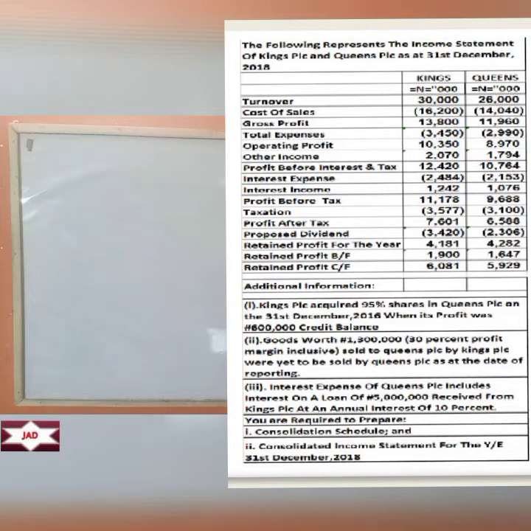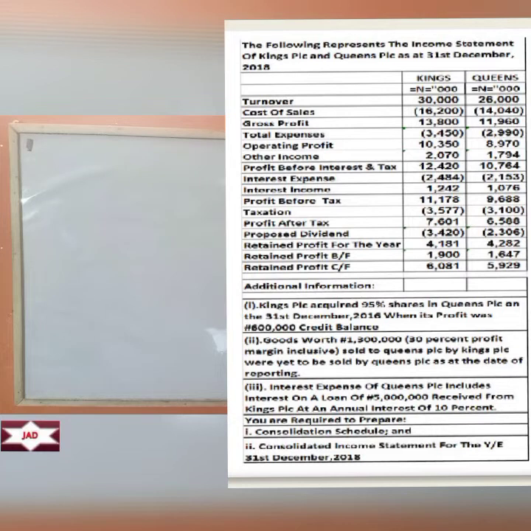King's PLC acquired 95% shares in Queen's PLC on that date when its profit was 600,000 naira credit balance. Goods worth 1.3 million with 30% profit margin were sold to Queen's PLC by King's PLC, but yet to be sold by Queen's PLC as at the date of reporting. Interest expense of Queen's PLC includes interest on a loan of 5 million received from King's PLC at an annual interest of what? Of 10%. You are required to prepare the consolidation schedule and then the income statement for the year ended 2018.